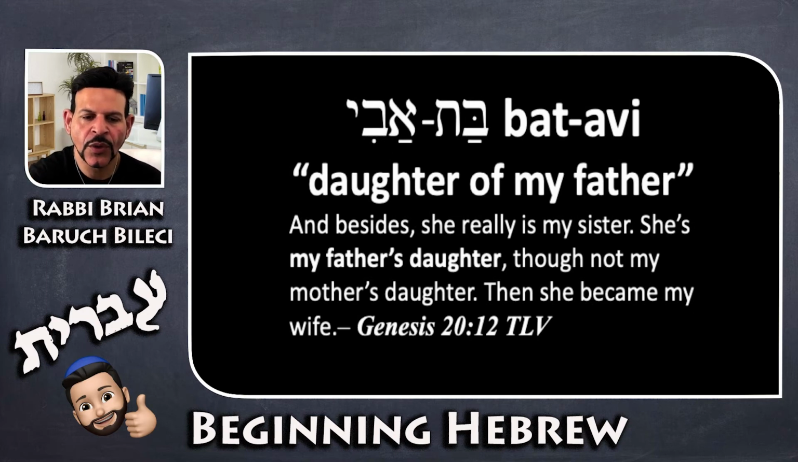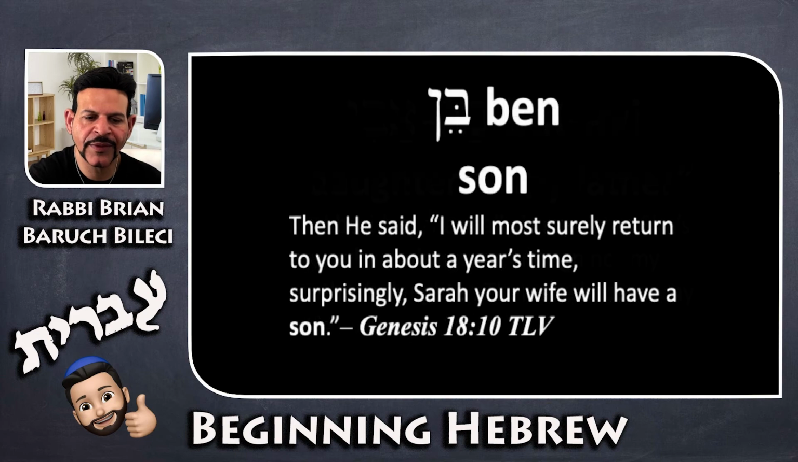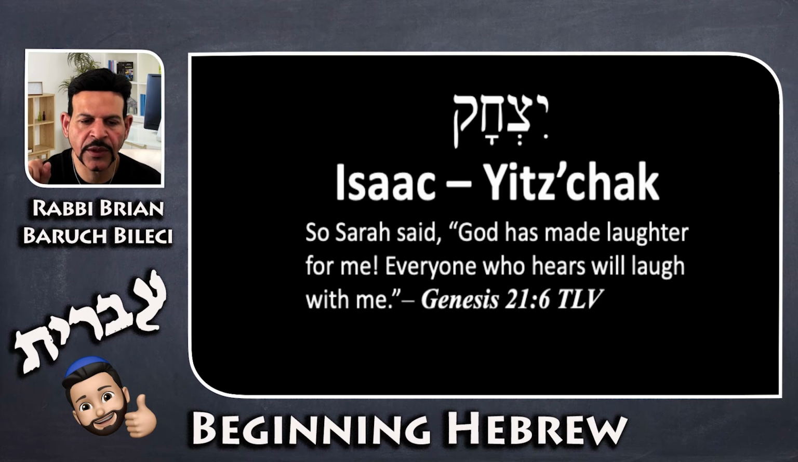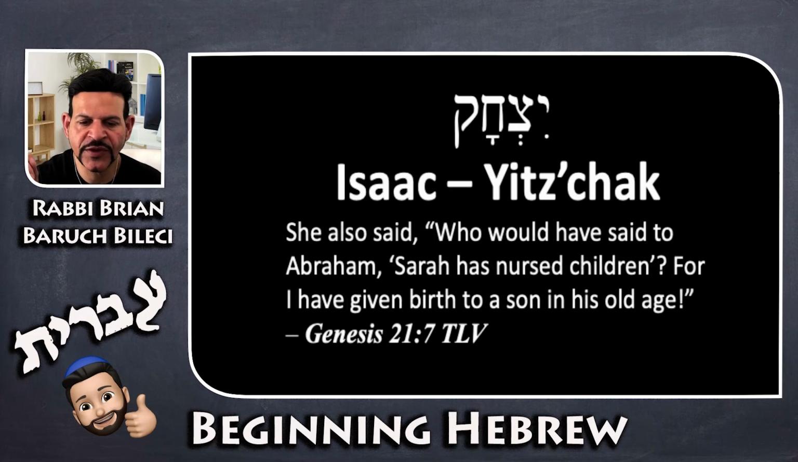Now, the son or ben that was prophesied in Genesis 18:10 is referenced here in Genesis 21:6. So Sarah said, God has made laughter for me. Everyone who hears will laugh with me. Verse 7 says, she also said, who would have said to Abraham, Sarah has nursed children, for I have given birth to a son in his old age. The name of that son is Yitzhak, which is Isaac.